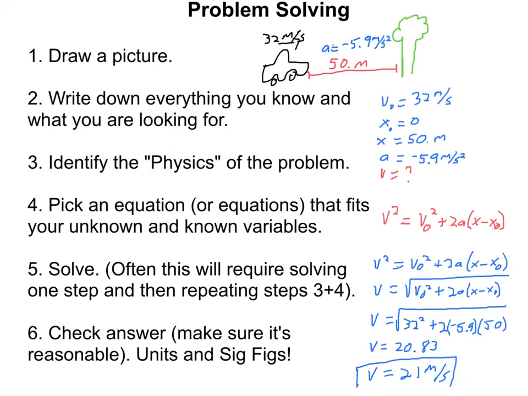So these are just general steps you need to follow every single time. Draw a picture, write down everything you know and what you're looking for, think about the physics, pick equations, start solving. It might require a few extra steps, and then double check and never, ever, ever forget units and sig figs.